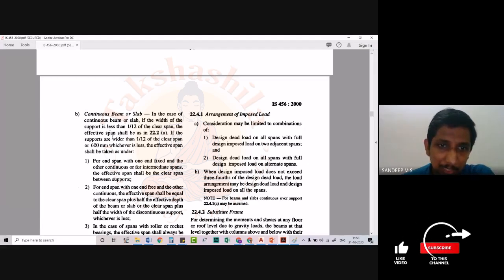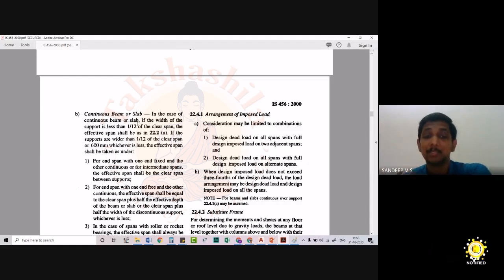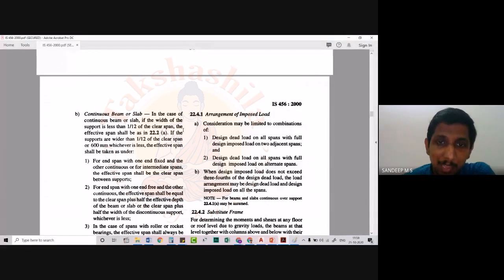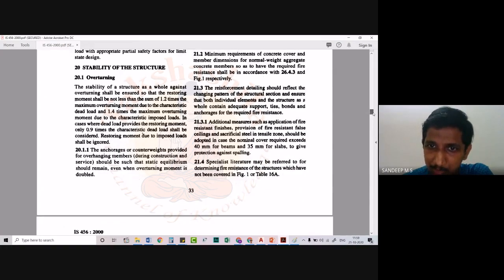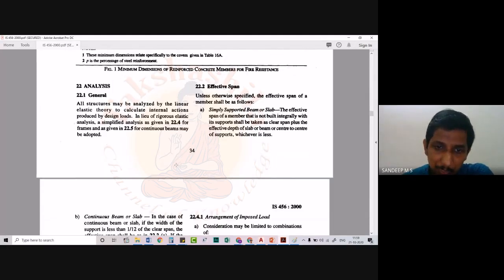If the width of the support is less than 1/12 of the clear span, first of all, we have to calculate this. What will be the value equivalent to 1/12 of the clear span? And if that width is actually less than this quantity, the effective span shall be as in clause number 22.2a. That is what we have just now seen. So here in clause 22.2 A, we have seen that the effective span will be the smaller of center to center distance as well as clear span plus effective depth. So the same thing applies to that.